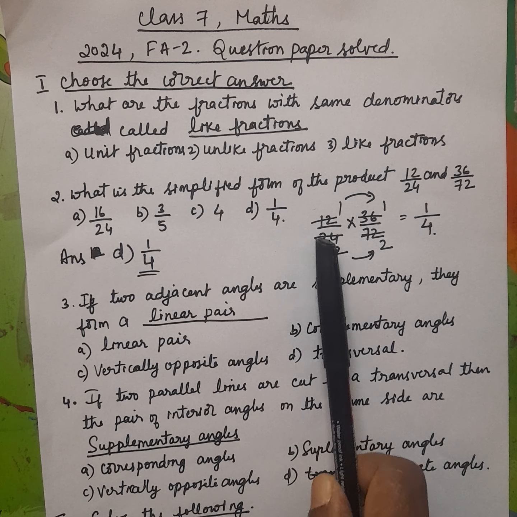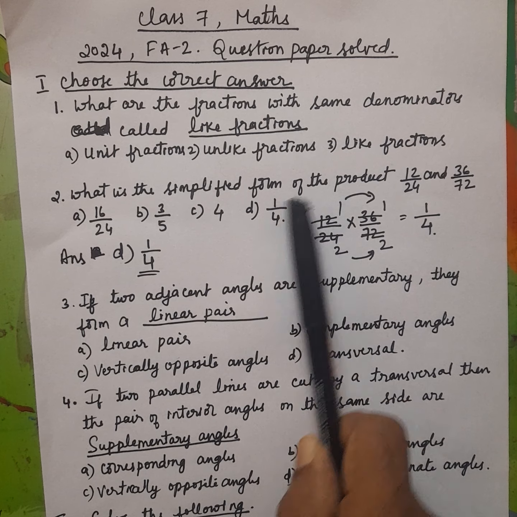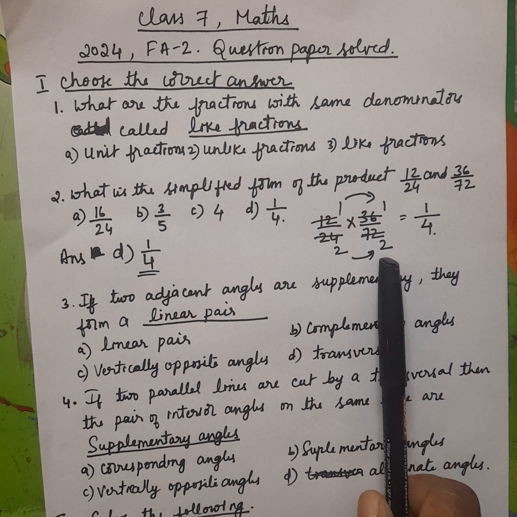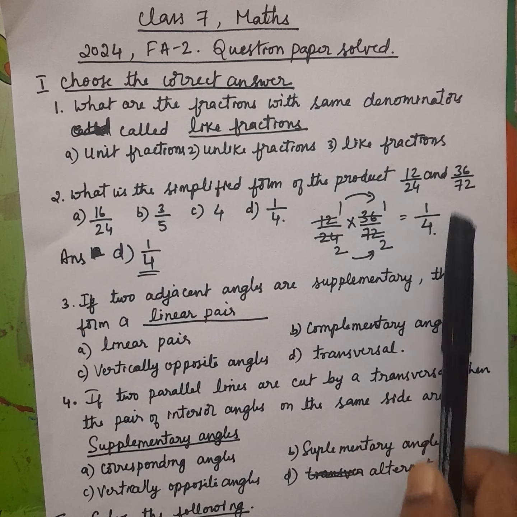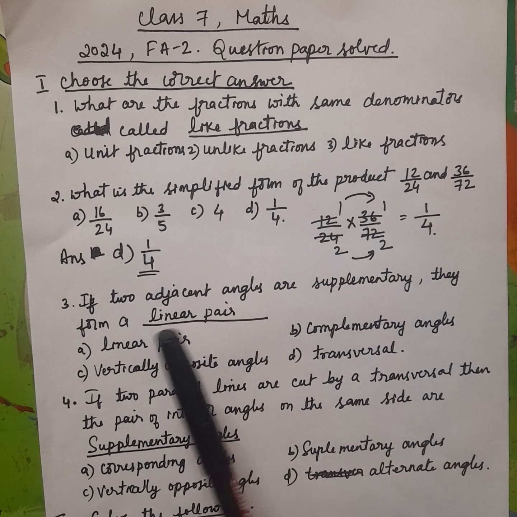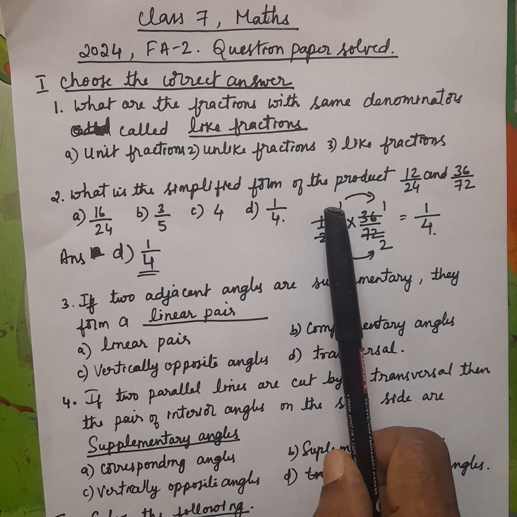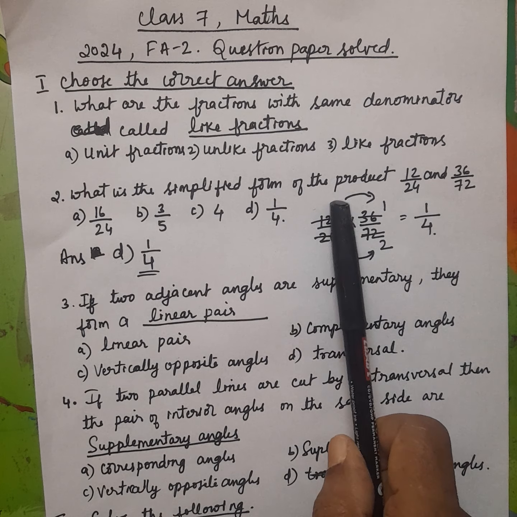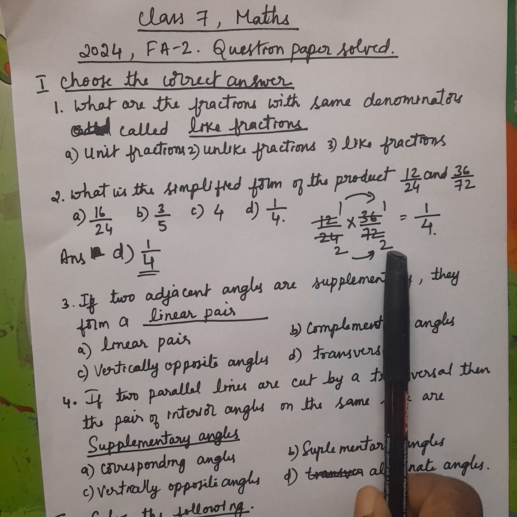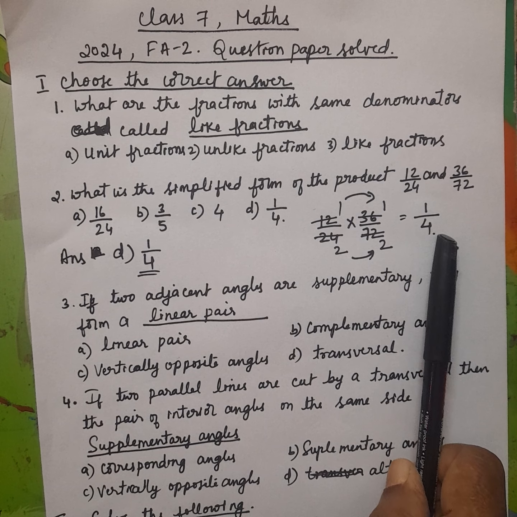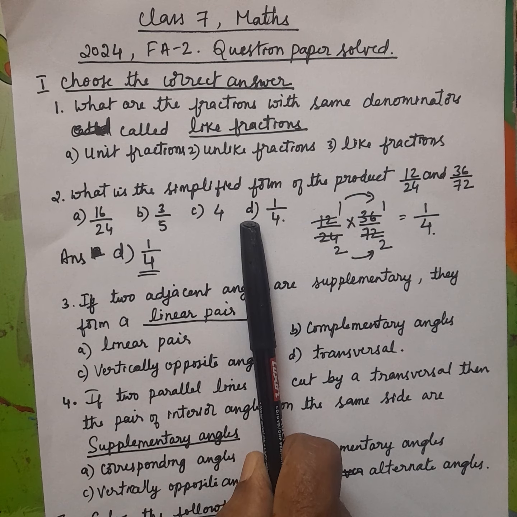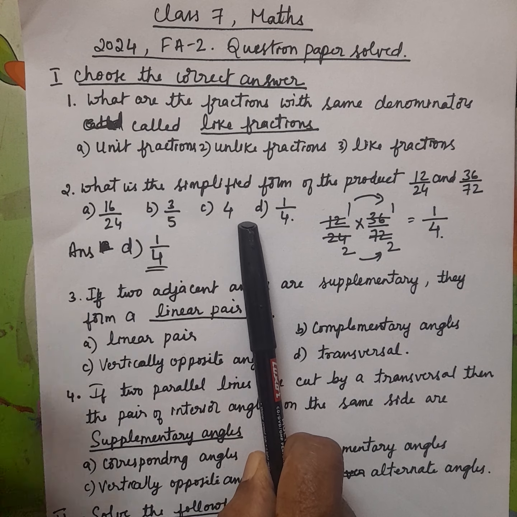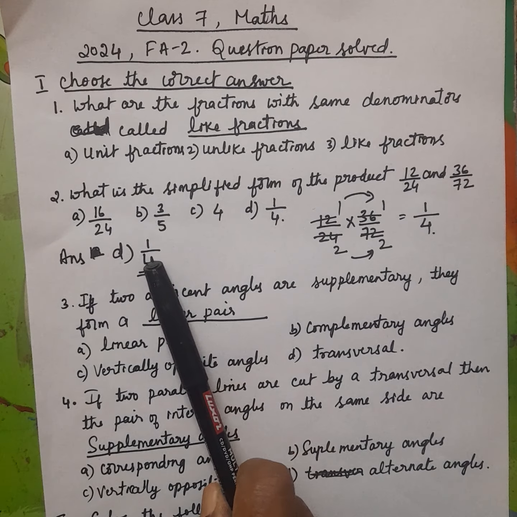Now 12 divides 24 by 2 times. 12 ones are 12, 12 twos are 24, and 36 divides 72 by 2 times. 36 ones are 36, 36 twos are 72. So now you have to multiply both the numerators and denominators. Now 1 into 1 is 1, 2 into 2 is equal to 4. So 1 by 4 is the answer. Now it is given in option D. Option D is 1 by 4. So the answer is 1 by 4.